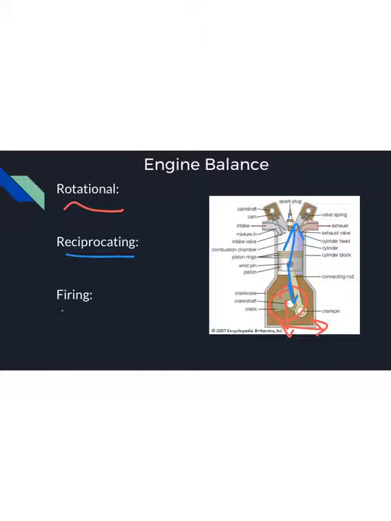And lastly, we have the firing force. This firing force in this case will be up and down as well, just because of the combustion that's occurring in the cylinder shaft. But in V-shaped engines, these will be at an angle away from each other.